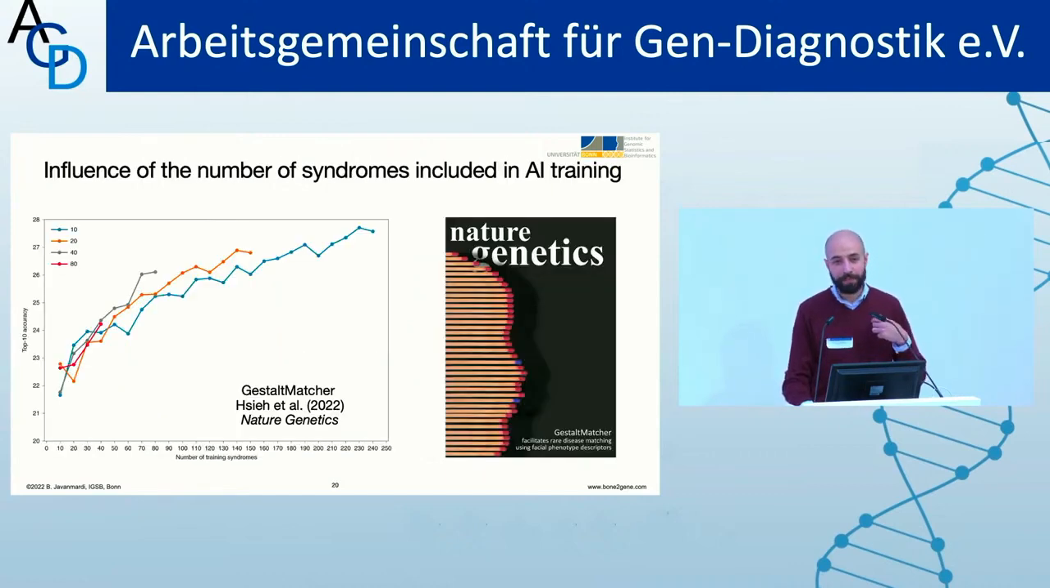And we know that by having a larger number of images per class, and also, as was shown in the GestaltMatcher study that Tzung told you about, if we have a larger number of classes, the performance of the model would definitely increase.